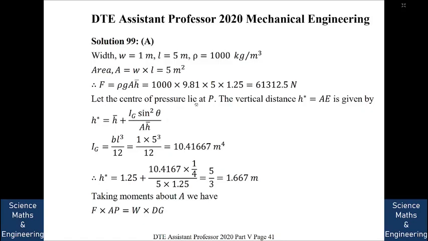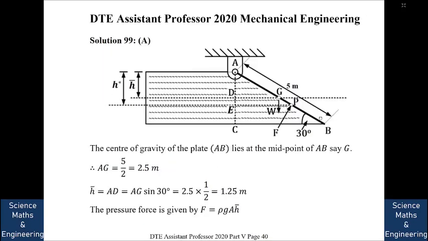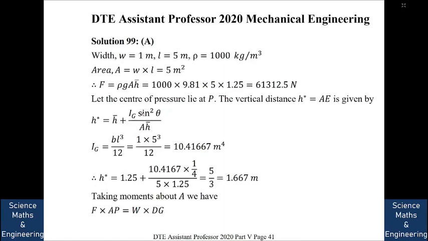Now let the center of pressure lie at P. So the vertical distance A star is equal to AE, right? Center of pressure here is at P. So A star is equal to H bar plus Ig into sin square theta divided by A into H bar. So Ig we already know is BL cube by 12, so we know it as 10.41.